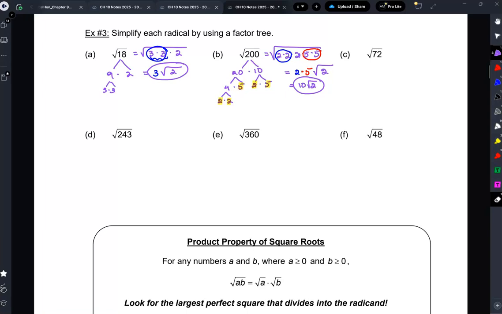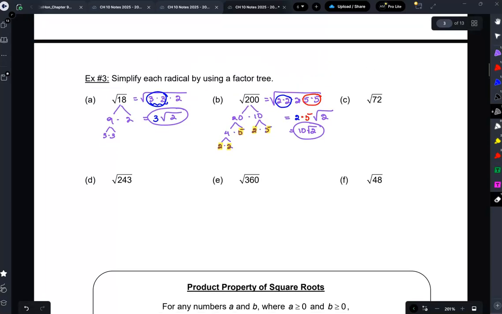It's like all of these numbers are in an escape room. The only way you can escape from the escape room is if you have a partner. So the 2 2's partner up and escape. The 2 5's partner up and escape. But this 1 2 has no partner, so it stays. Okay? 2 times 5, 10, that's it. 10 root 2. Okay, let's do another one.